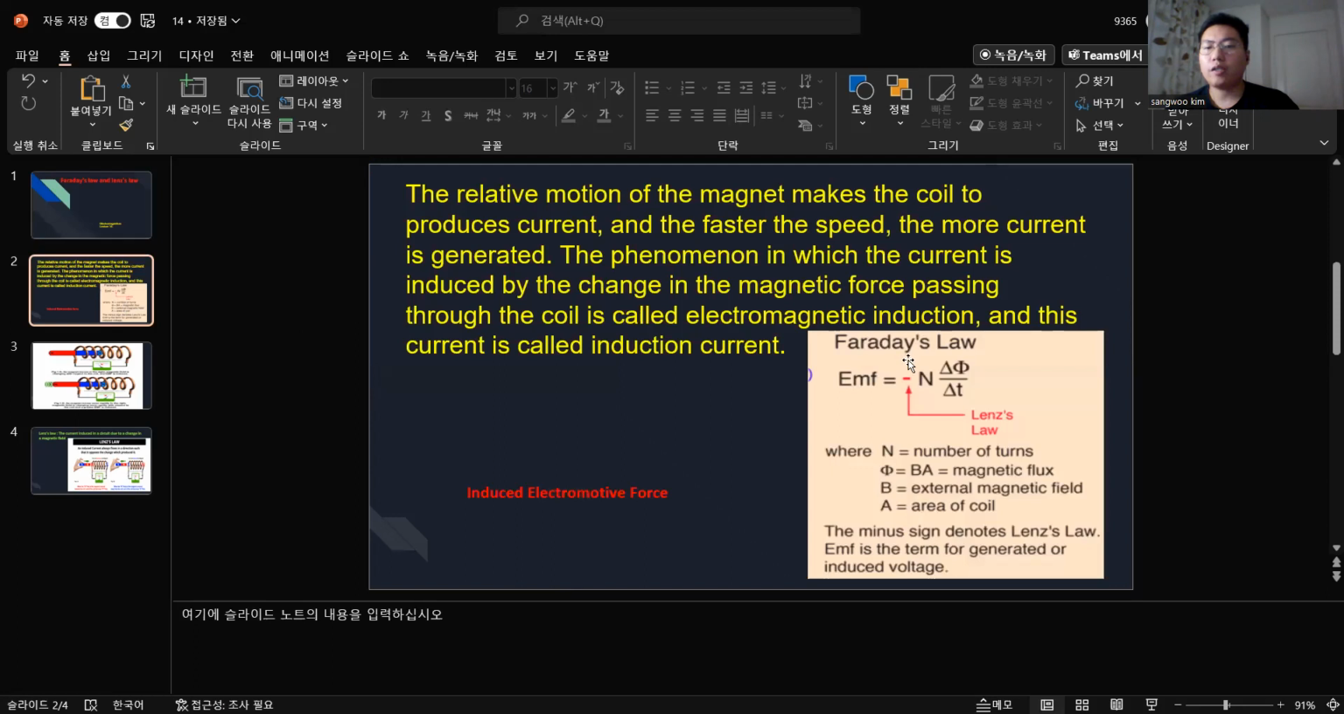So as you guys know, Faraday's law. This is the description. What is Faraday's law? I'll explain it easily. If you want to see the explanation of Faraday's law, you can read it. So let's see it here.